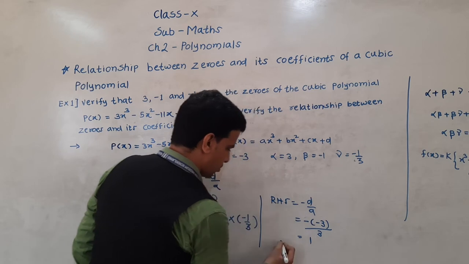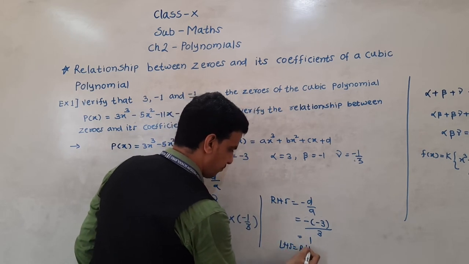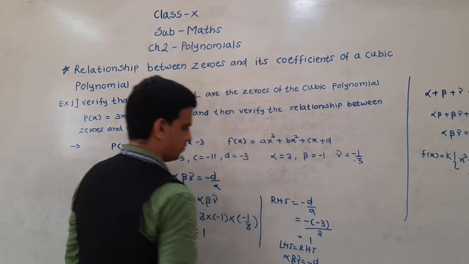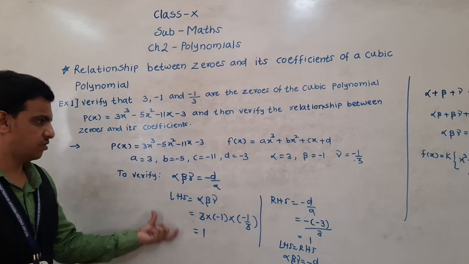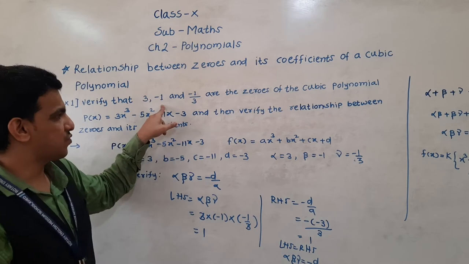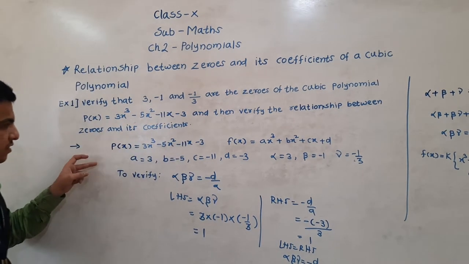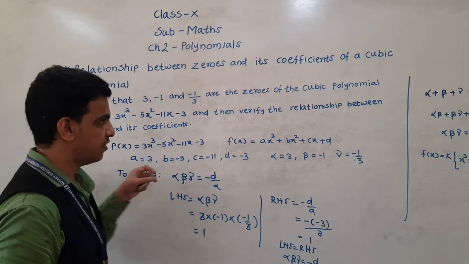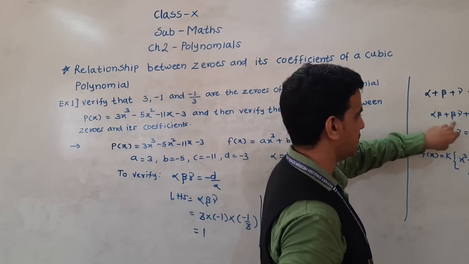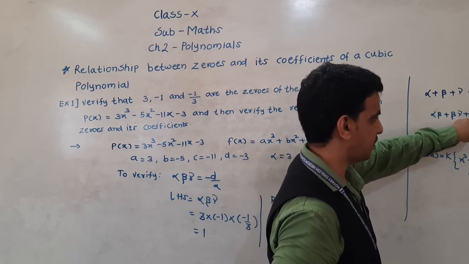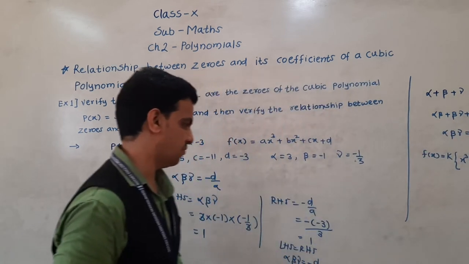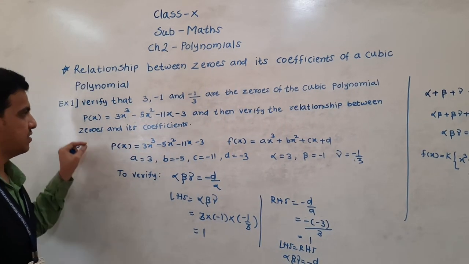3 by 3 is 1. So LHS is equal to RHS, that is alpha beta gamma is equal to minus d by a. So in this example, first we verified that 3, minus 1 and minus 1 by 3 are zeros, and next we verified these 3 relations, that is alpha plus beta plus gamma is equal to minus b by a, alpha beta plus beta gamma plus alpha gamma is equal to c by a, and alpha beta gamma is equal to minus d by a. Now we will take the second example.